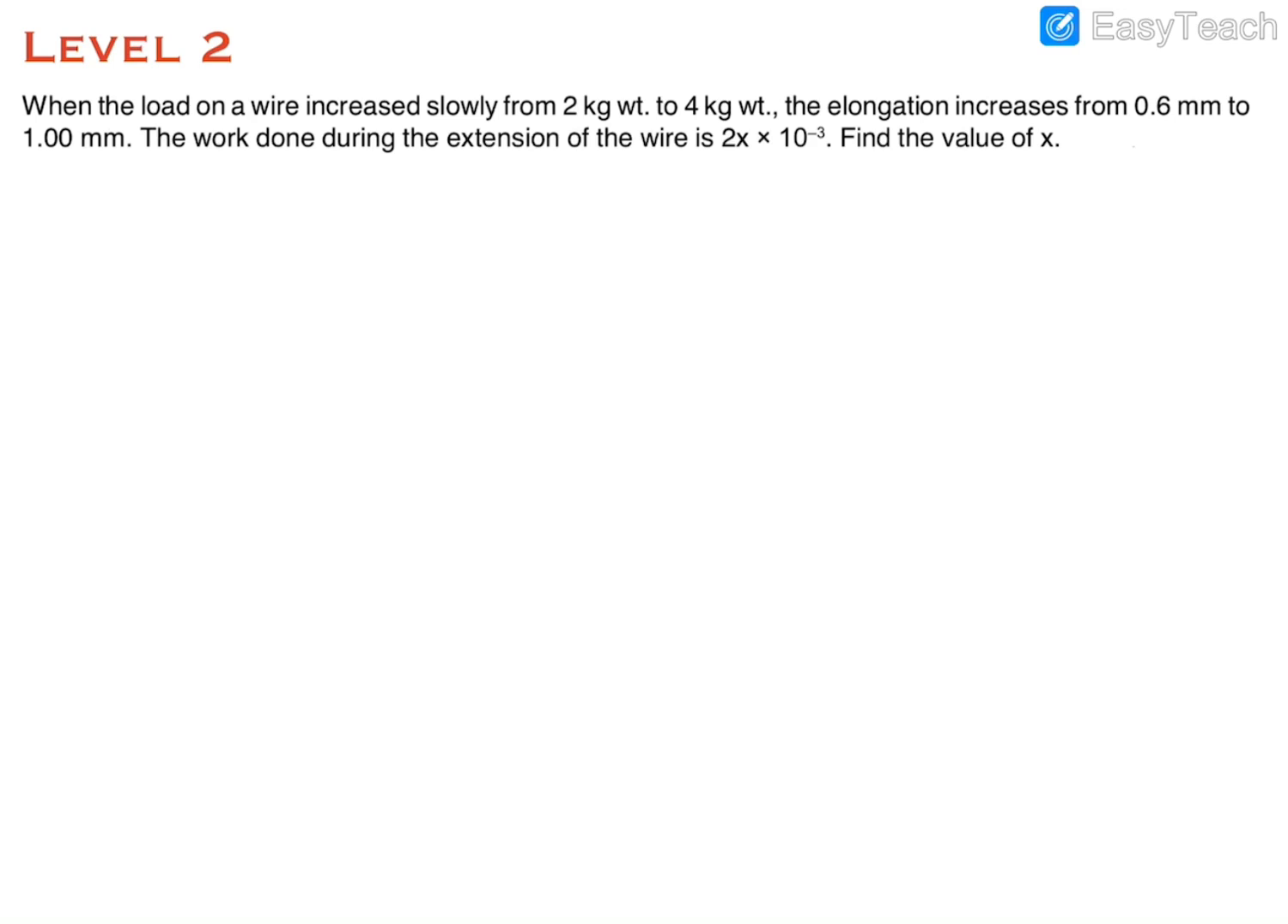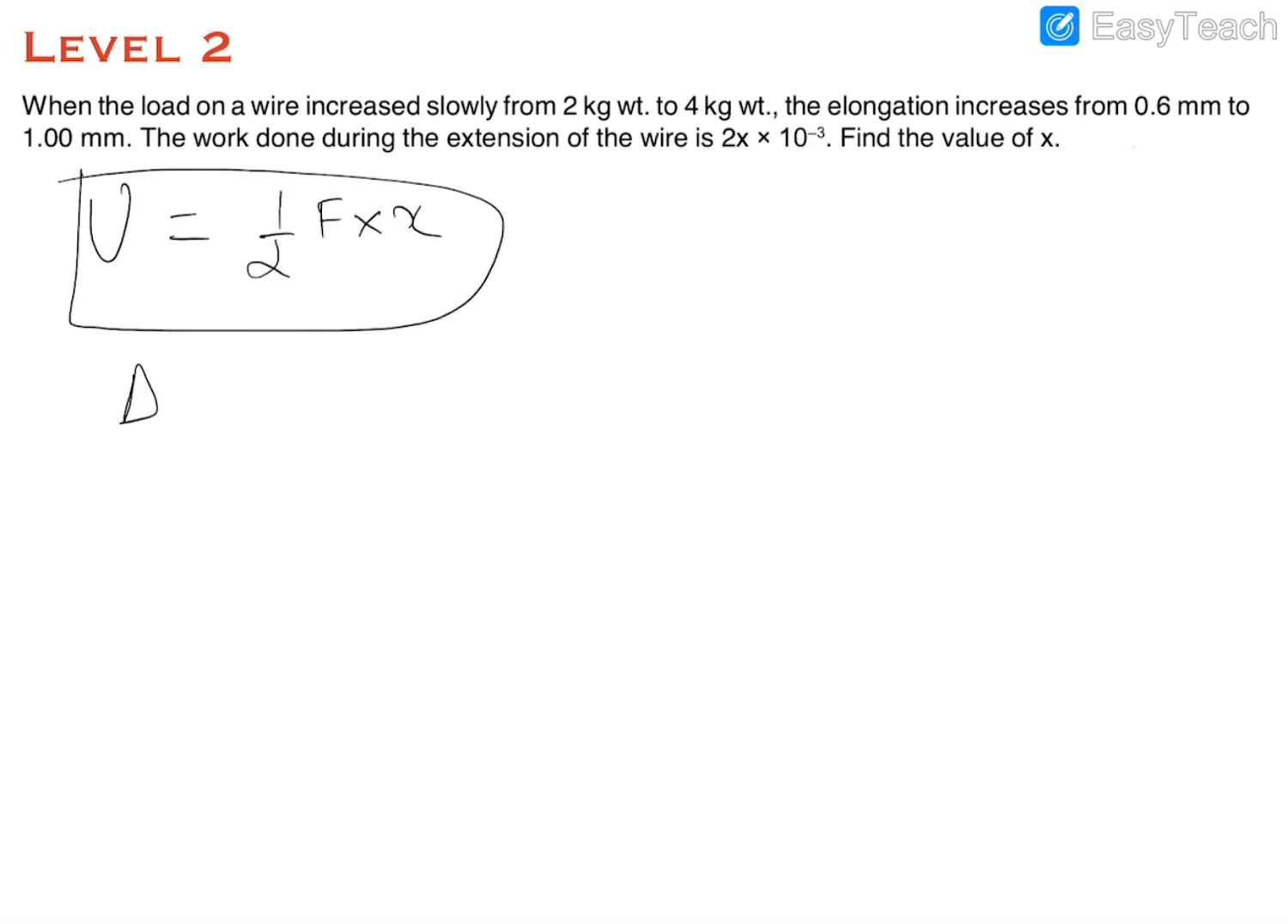So let us write down the formula first of all. By spring analogy, we know that we are given the force with which we are extending the wire and the extension produced in the wire. So we will use the formula of energy as half F into X. So the change in energy will be half F2 X2 minus F1 X1.